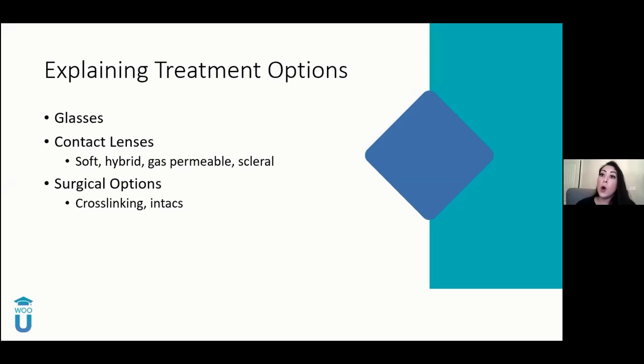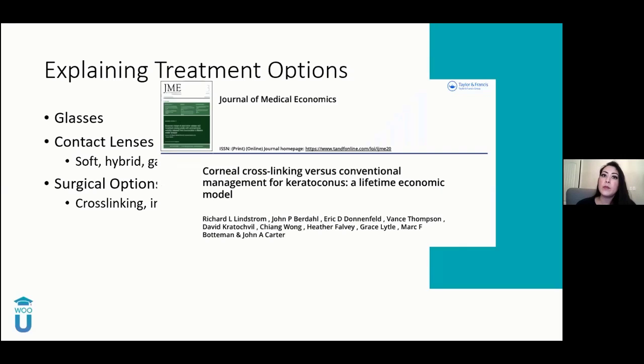Sometimes if a patient knows they have keratoconus and they come back in and want to know more, they'll ask me questions about the different surgeries and some of the pros and cons, and they want my recommendations on which ones to proceed with. This was an interesting article that was recently published about corneal cross-linking versus conventional management for keratoconus, and it was a lifetime economic model.